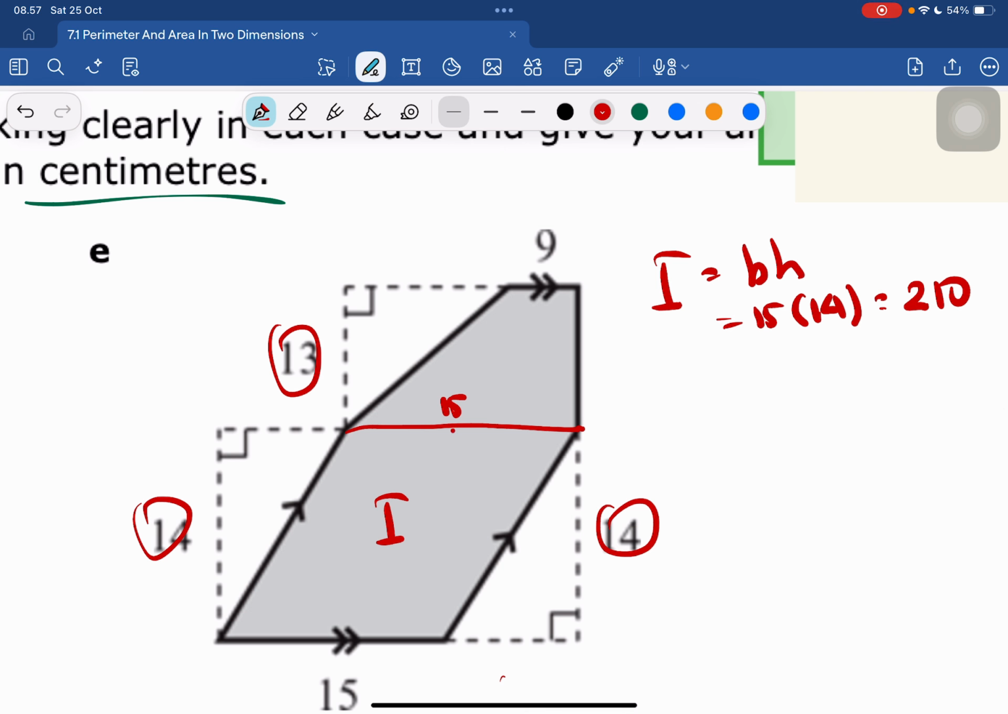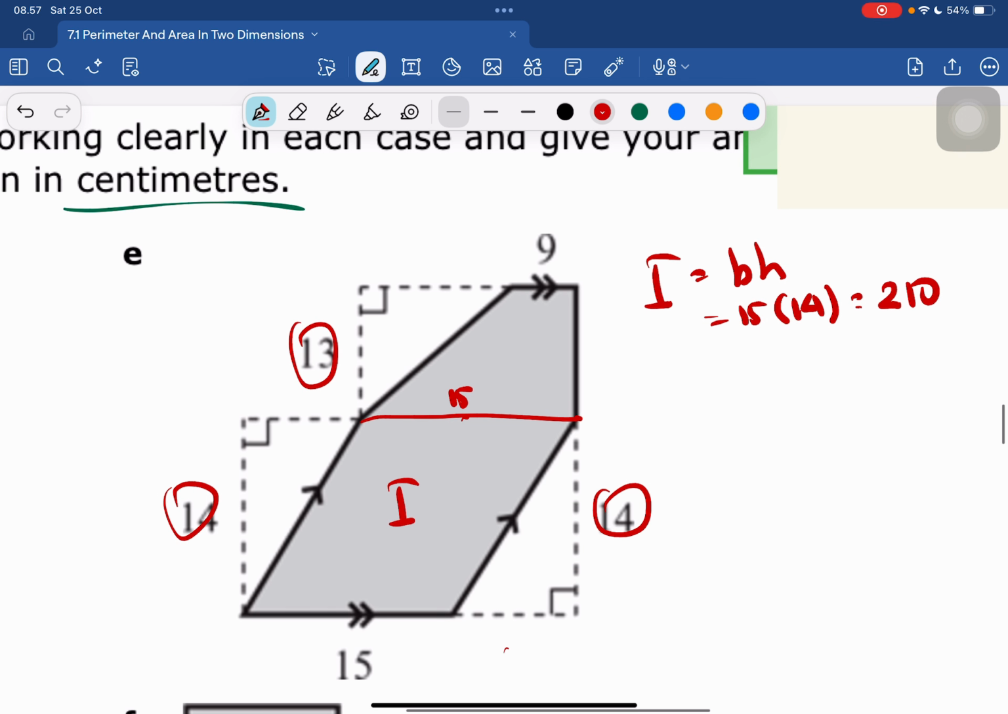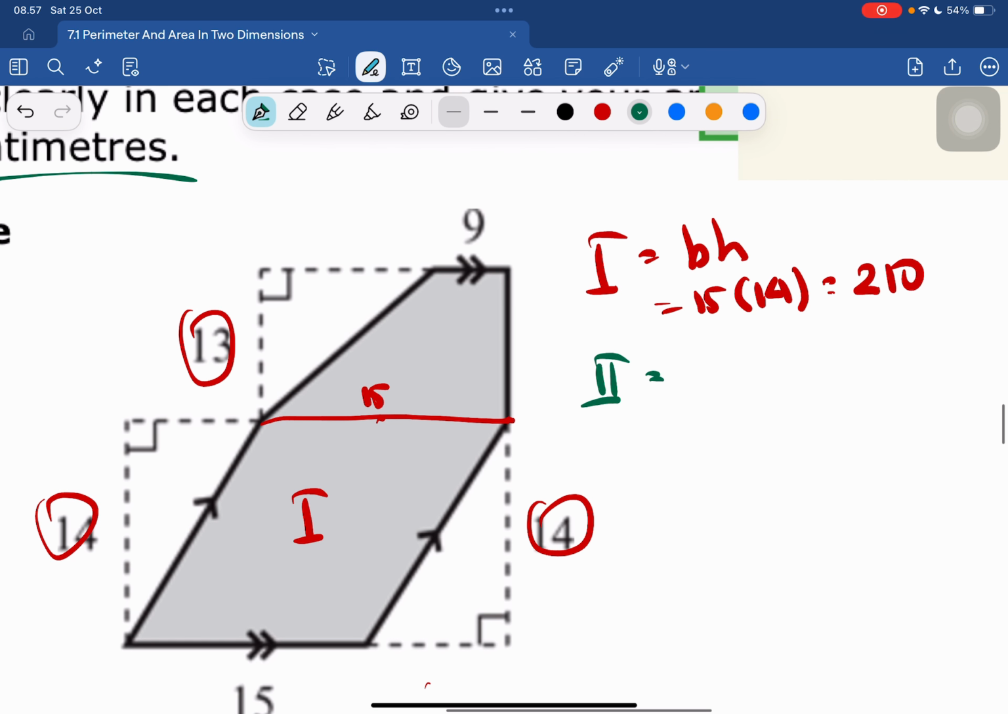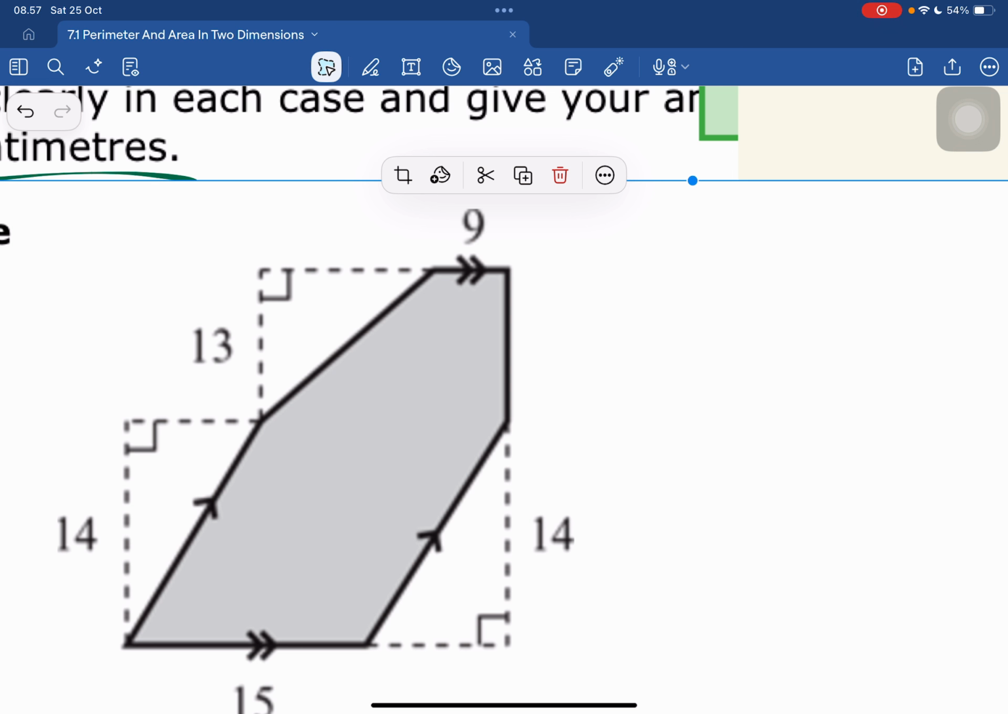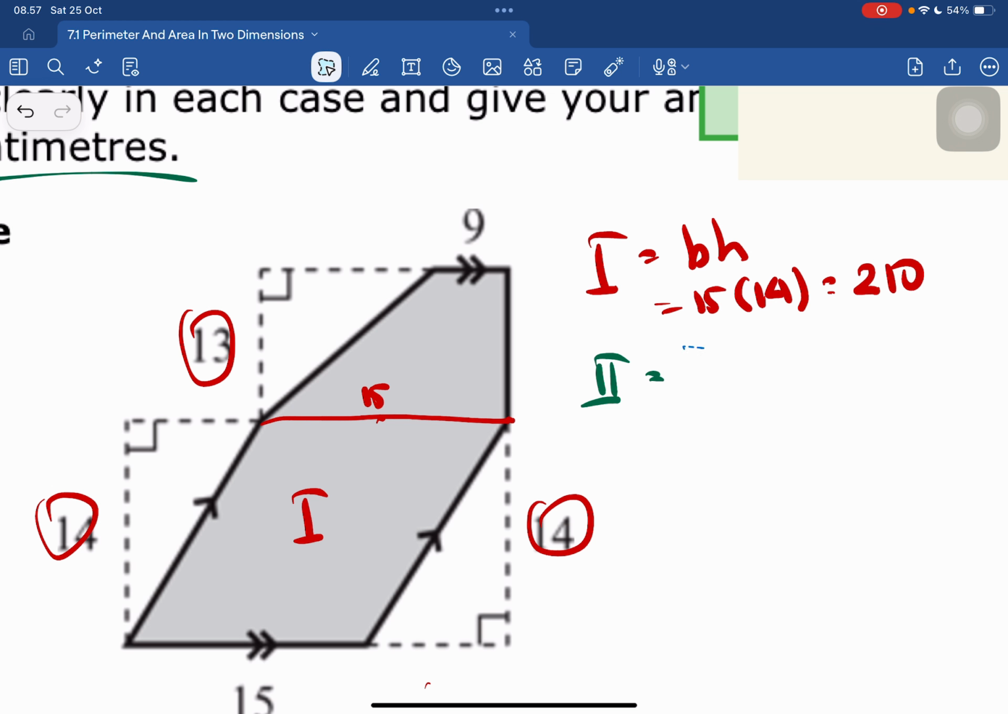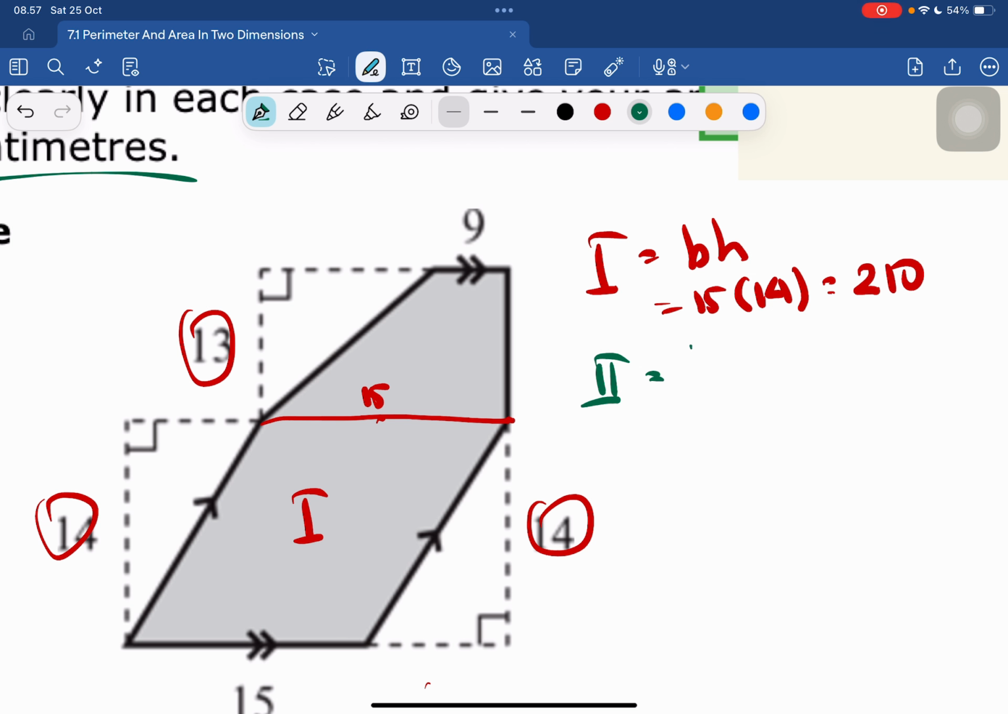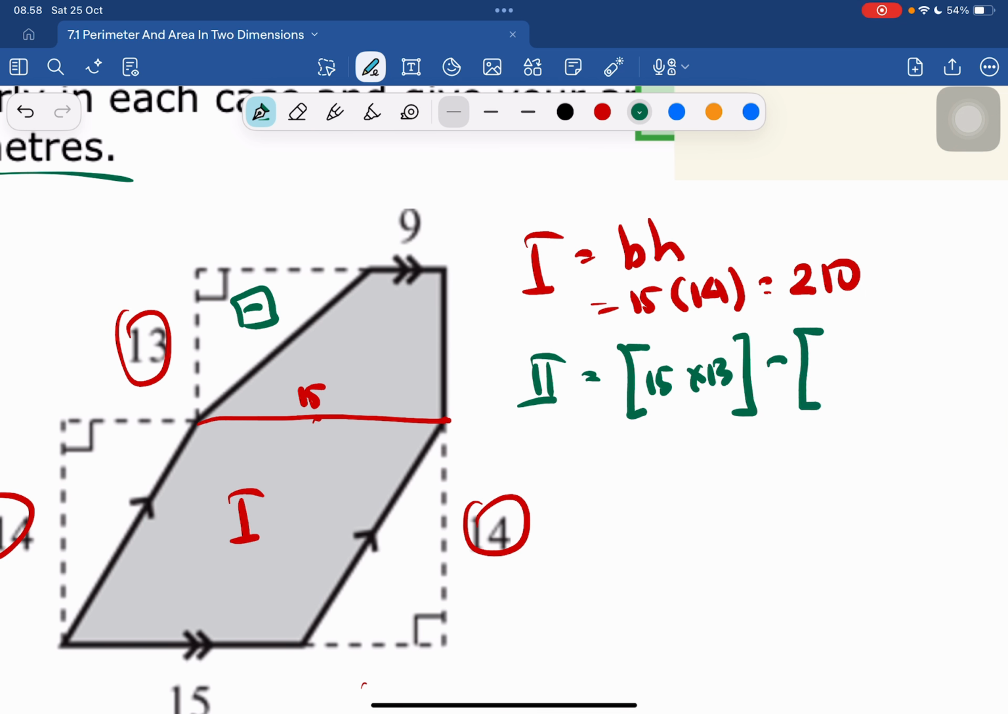Next, if this is 15, so the second, this will be, or let's make this a rectangle first. As a rectangle, which is 15 times 13. After that, we minus it with the triangle area. Minus the triangle area base. Okay, this is 15, this is 9. So 15 minus 9 is going to be 6. 6 times 13 and divided by 2.